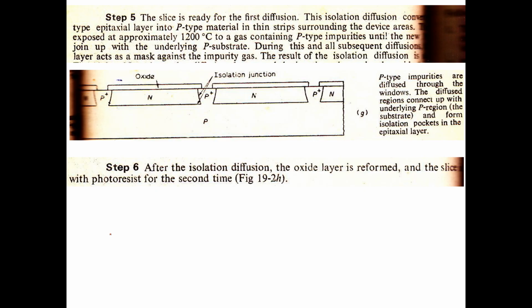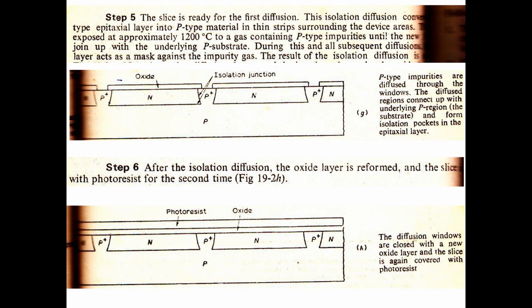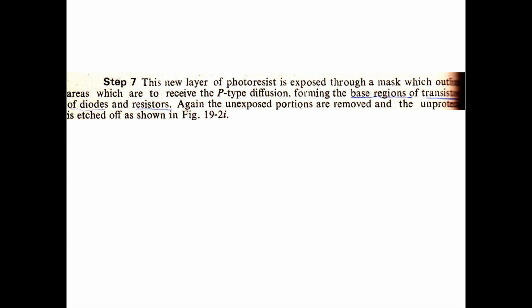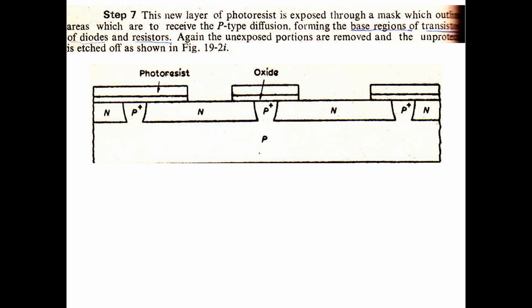After the isolation diffusion, the oxide layer is reformed and the slice is coated with photoresist for the second time. So this oxide and photoresist are again laid. Again a mask will be placed on that, followed by exposure to ultraviolet light and removal of the unwanted portions. The process gets repeated in order to build various layers.